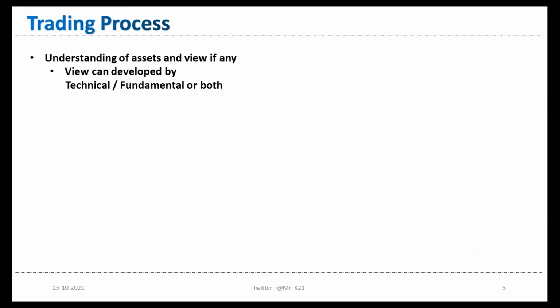Now coming to the trading process. Say, for example, you want to trade in the market. Basically, you should have your view. If you don't have a view, it is very difficult to trade. If you want to develop your view, you can do so by way of technical analysis, or by way of fundamental analysis, or you can use both analyses together, and build your view on whether any asset class or any share is going up or down.